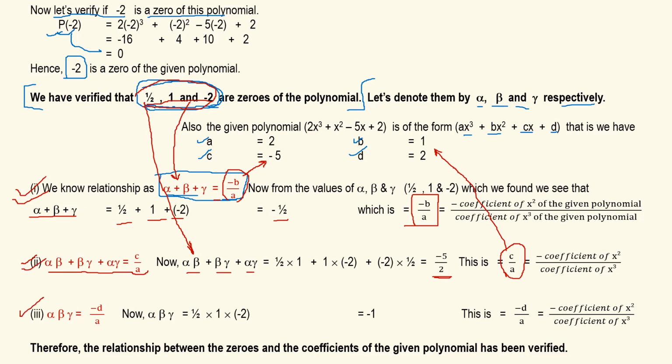The third relationship is alpha multiplied by beta multiplied by gamma is equal to minus d by a. Now let's use the values that we just verified for alpha, beta and gamma, and we notice that alpha beta gamma is equal to minus 1, which indeed is equal to minus d by a. Hence we can say that we have verified the relationship number 3 also. So in summary, we can say that the relationship between zeros and the coefficients of the given polynomial has been verified.